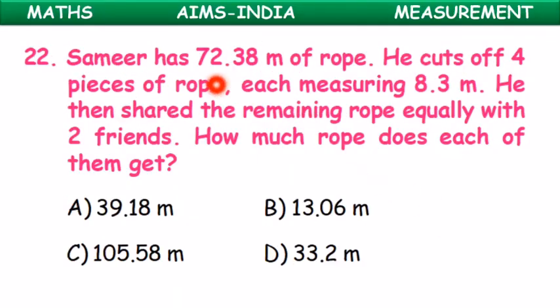Question 22. Samir has 72.38 meters of rope. He cuts off 4 pieces of rope, each measuring 8.3 meters. He then shares the remaining rope equally with 2 friends. How much rope does each of them get? What did our Samir do?